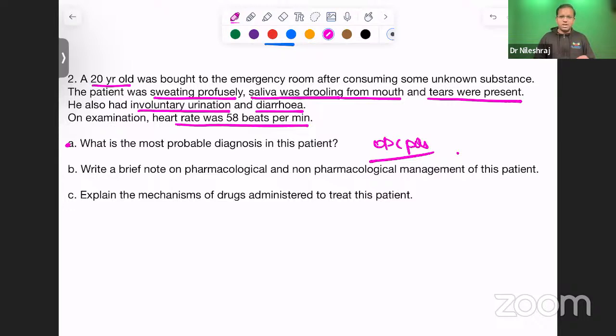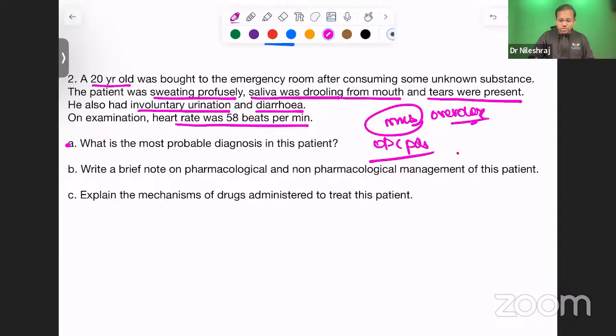You have to come up with: as the patient is suffering from severe profuse sweating, salivation, lacrimation, urination, diarrhea, and the patient is suffering from bradycardia. The above symptoms are due to the stimulation of M3 receptors. The bradycardia is due to the stimulation of M2 receptors, which are due to overactivity or cholinergic crisis. Because this patient has consumed an unknown poison, most probably the answer is going to be a muscarinic drug overdose.